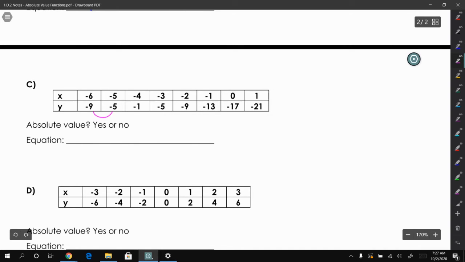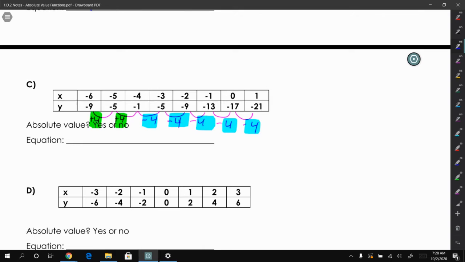Okay, here we're adding 4. -9 plus 4 is -5. We're adding 4 again to get -1. And then the y values go back down to -5, back down to -9. So now we're subtracting 4 as we go to the right side of the table. We're adding 4 at the start of the table, +4, +4, and then minus 4, minus 4, minus 4, minus 4, minus 4. So this is an absolute value function, and the vertex is right here where we change.